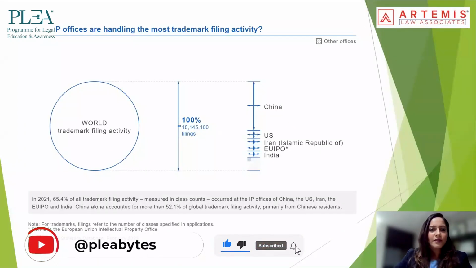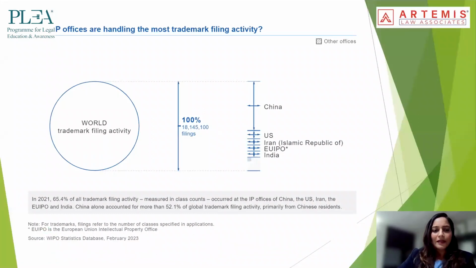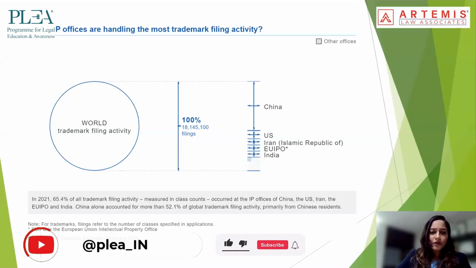Coming to some statistics which the IP offices disclosed in 2021. As you see, in world trademark filing activities, 65.4% of all trademark filing activity is at the IP offices of China, US, Iran, EU IPO, which is the European Union, and India. Out of the top 5, China alone accounts for about 52% of the global trademark filing activity, and the majority of them are by Chinese residents. The remaining four are residents of the US, Iran, EU, and India. So this is just the statistics of 2021.